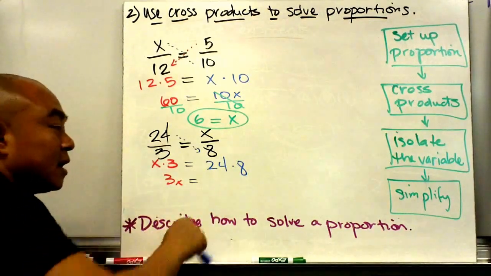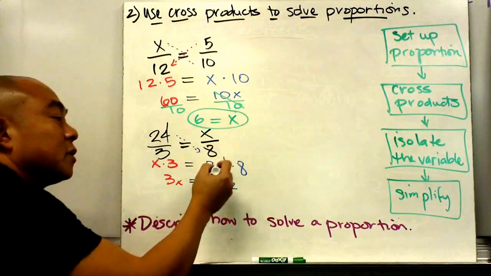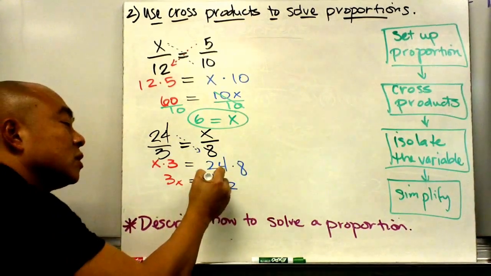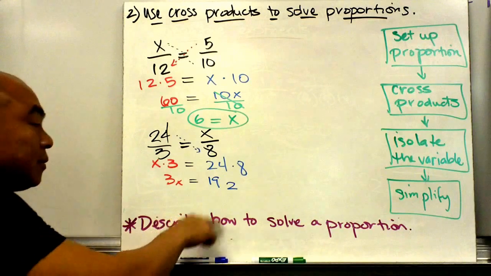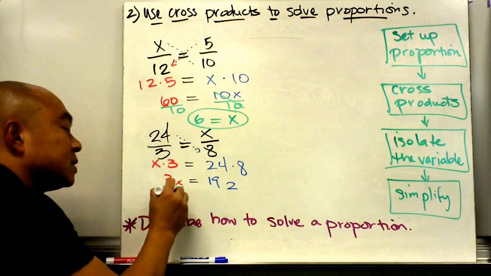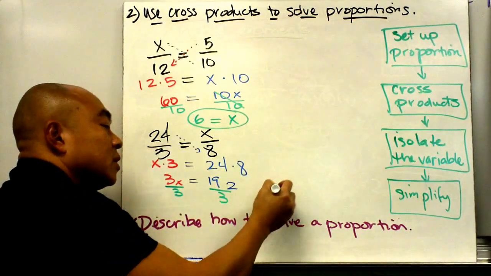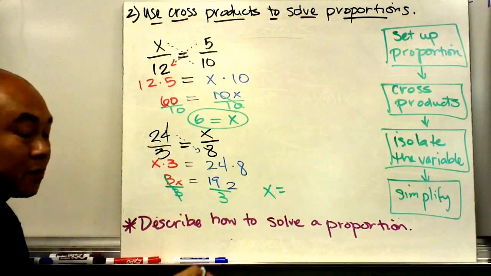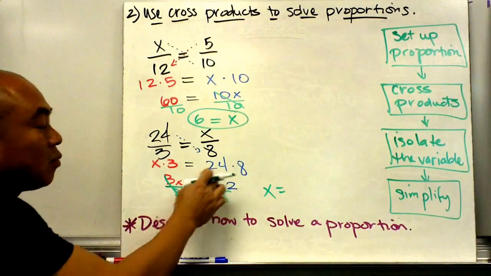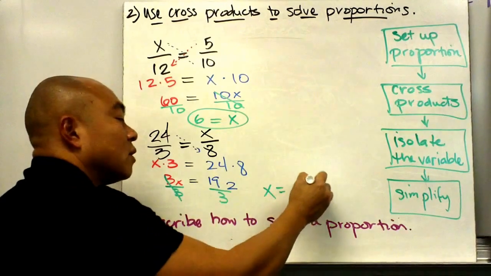and 24 times 8, that's going to give me 32. Carry the 3, 2 times 6 is 16, so it's 192. A little bit big, but we can still solve this. So if I divide both sides by 3, because I'm trying to isolate that x, my x is going to be, 3 divided by 3 is 1, we have x left. 192 divided by 3, that's going to give me 6, and then 4.